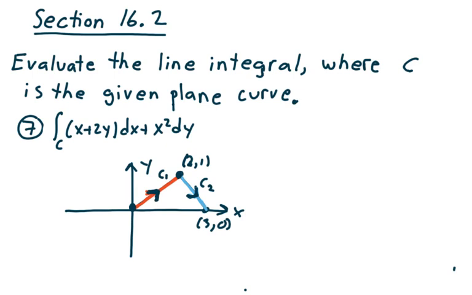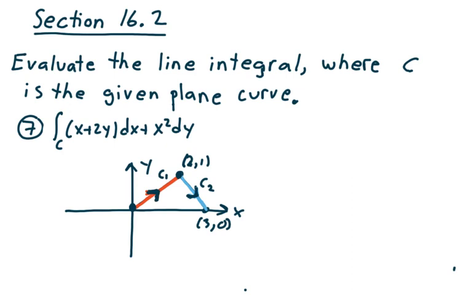We're looking at the integral over C of (x + 2y) dx + x² dy. And when you're doing line integrals, you want to be thinking all substitution all the time. You want to be able to parameterize the curve you're working with. Here, C is broken up into essentially two curves, one which I'll call C1, and one C2.